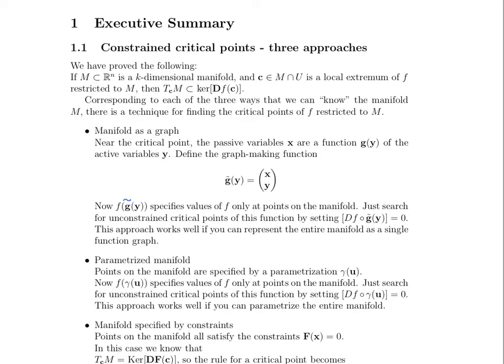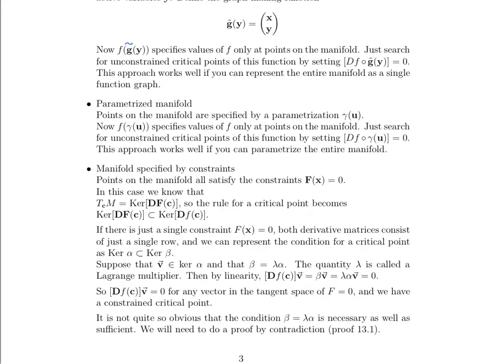And this approach works well if you can parameterize the entire manifold, especially with one parameterization. I mean, with multiple, that's very rare and it gets a little gnarly, but it's doable. Now our last way is that our manifold is specified by constraints. Let's take a look. So our manifold is specified by constraints.